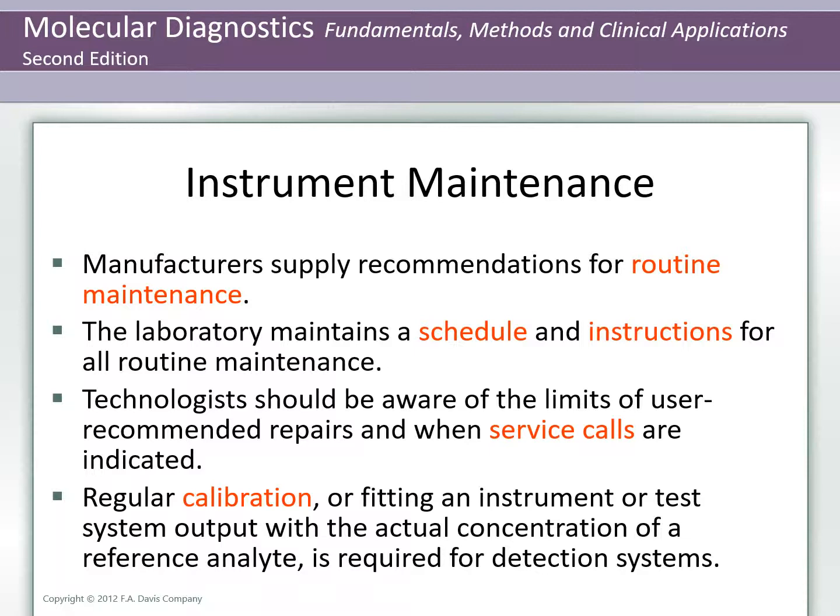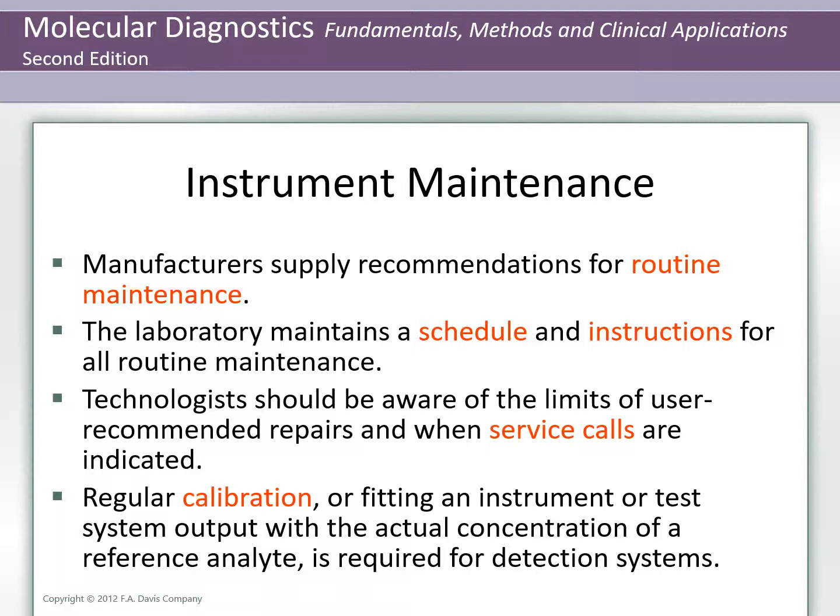Instrument maintenance is also an important component of quality assurance in the molecular lab. It must be monitored and maintained for consistent performance and accurate test results. Manufacturers supply recommendations for routine maintenance, and service contracts are used to provide support from professional service technicians. The laboratory maintains a schedule and instructions for all routine maintenance, such as checking temperatures, timers, and background levels.